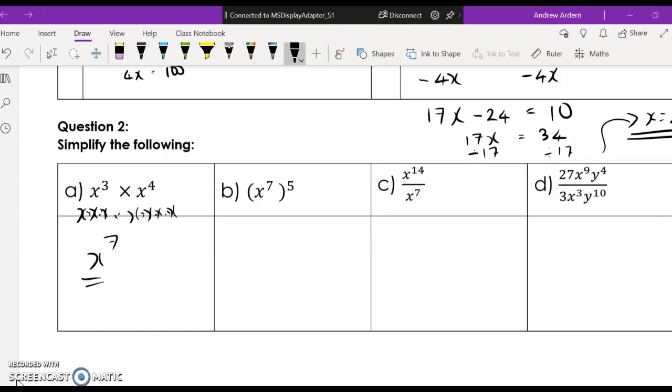In a similar fashion for letter B, I realize that there is x to the 7 multiplied by x to the 7 multiplied by x to the 7 multiplied by x to the 7 multiplied by x to the 7. And then it looks much the same as question A. And you're adding all those powers together to get x to the 35.